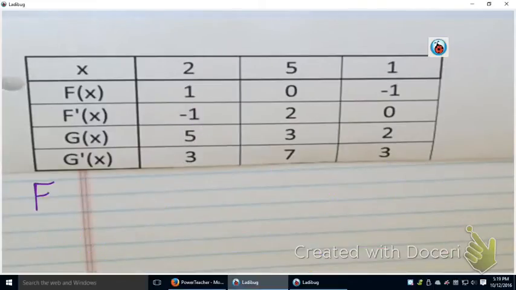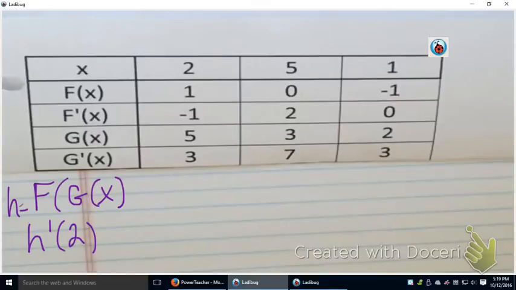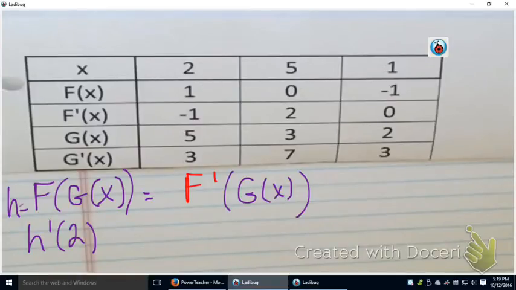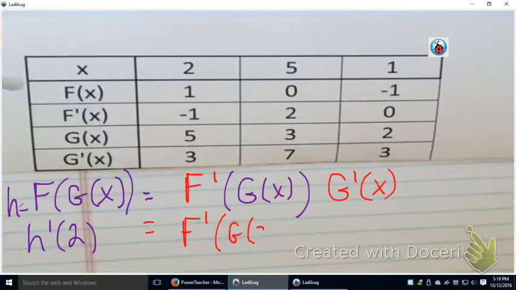Alright, let's say that we have f of g of x. This is what h equals. And we want to find h prime of 2. Alright, so this is the chain rule because g of x is like a function inside of f. What the chain rule says is that you take the derivative of f and you leave g in there, then you multiply by the derivative of g. So basically this is saying f prime of g of 2 times g prime of 2.